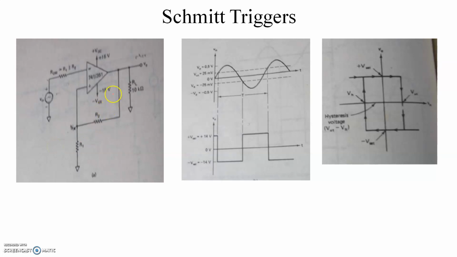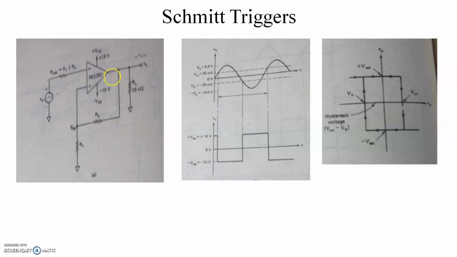This circuit is used to convert an irregular shaped waveform to a square wave or pulse and is known as the Schmitt trigger or squaring circuit.